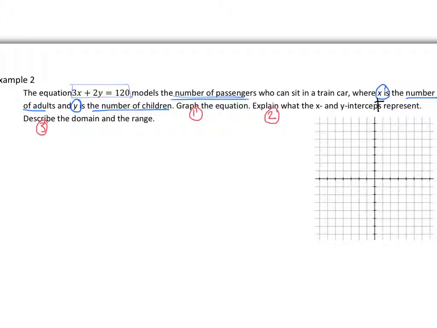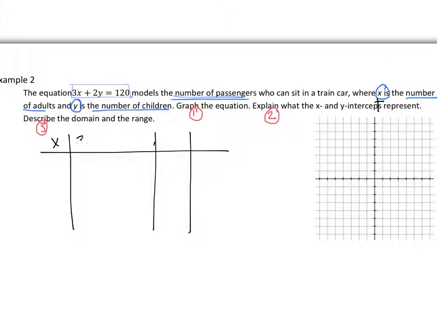Okay, so first thing is to graph. We're going to do what we just did and make a chart. So x, put it into our formula, 3x plus 2y equals 120, and it'll give us y. Let's plug in 0 first. One at a time.